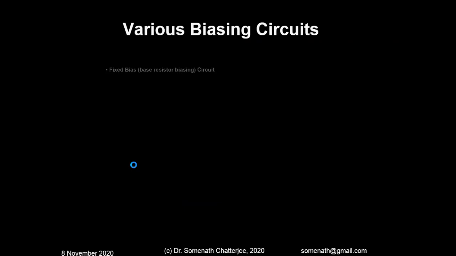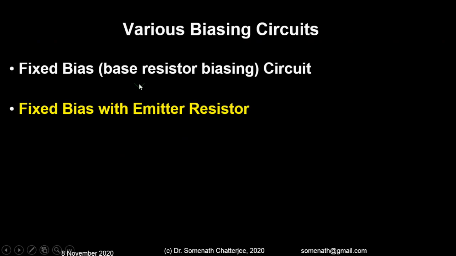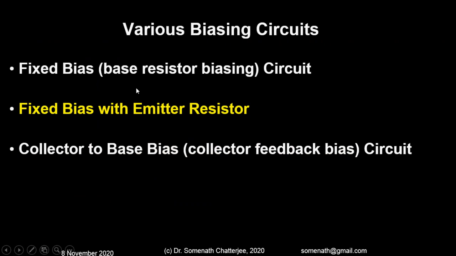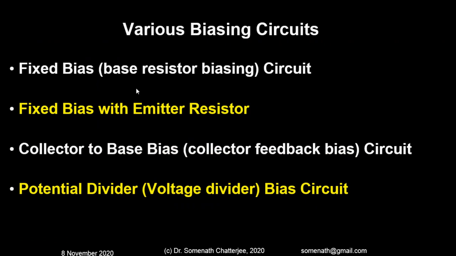Now, what are the various biasing circuits? First is the fixed bias or base resistor biasing circuit, then the fixed bias with emitter resistor configuration, then the collector to base bias circuit. Another, and the most important, is the potential divider or voltage divider bias circuit, which is more stable. We will discuss them one by one, and also some circuit problems which are usually asked in entrance tests, which is very important for the students, right?